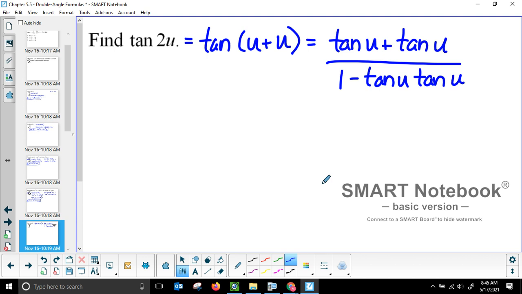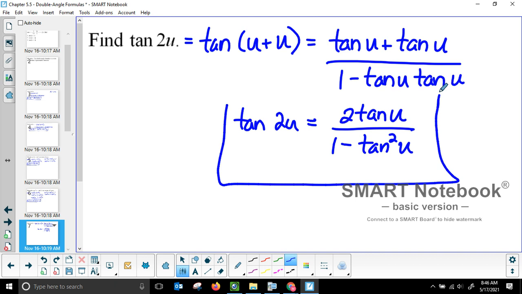All right, so again, this is just our sum formula, which we're used to seeing as u plus v, and this was tan u plus tan v over 1 minus tan u times tan v. But since we're doing both u's, everything is a u. So of course, we can combine some things here. Tan u plus tan u is simply 2 tan u. And tan u times tan u is tan squared u. So this is our tan of 2u double angle formula.